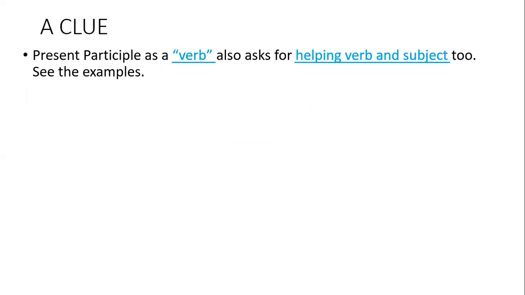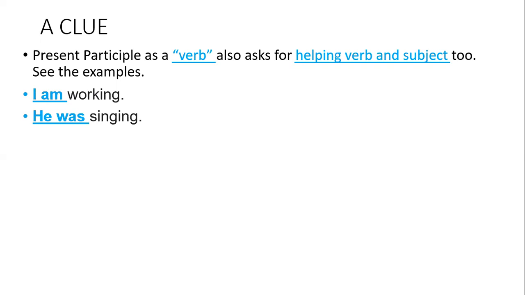A very simple clue I'm going to give you. Present participle as a verb, whenever it is used, it will always ask for a helping verb and a subject. See the example. I am working. Before working, the first and utmost thing: what are you doing? You are working. And before this, you can easily observe that a helping verb and a subject are both used.